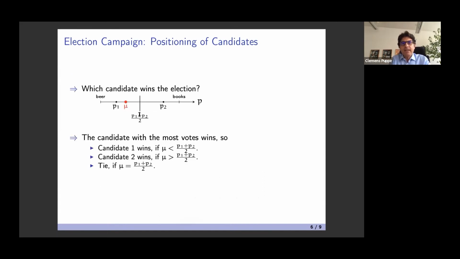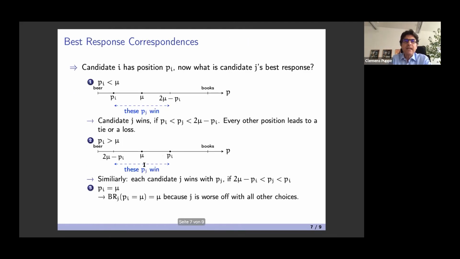If mu is on the other side of this cut point, then candidate 1 wins the election. And there is a tie between the two positions if mu is exactly on this point. So this is the third case here. If mu is exactly on the midpoint between the two, then there will be a tie between the two candidates.